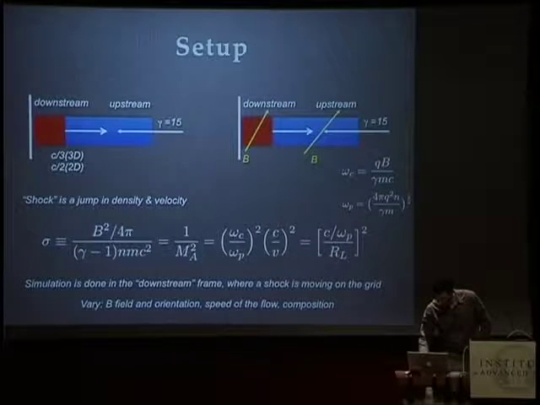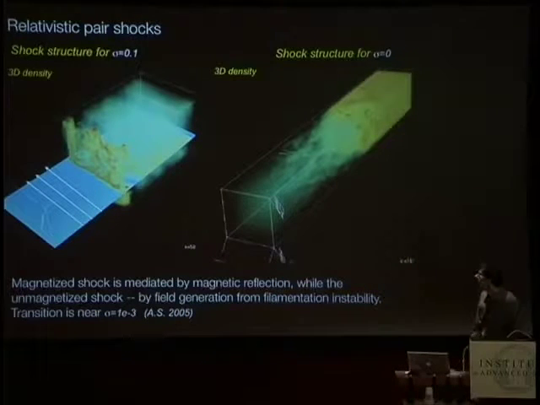So here are two typical examples of what these shocks look like. So this is a shock for a moderate magnetization. And what's shown here is the density. And this is the direction of the magnetic field in the upstream. So the flow comes in like this. And then there is a fairly sharp transition into the downstream. So there is a jump in density and slowdown in the velocity. And the scale is typically 1 Larmor radius of a particle.